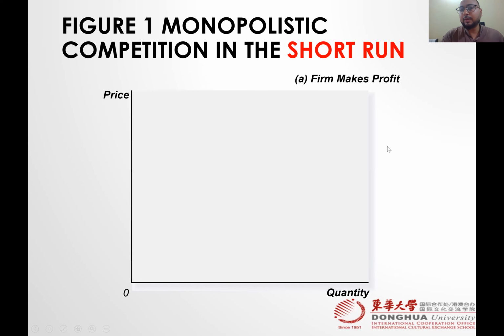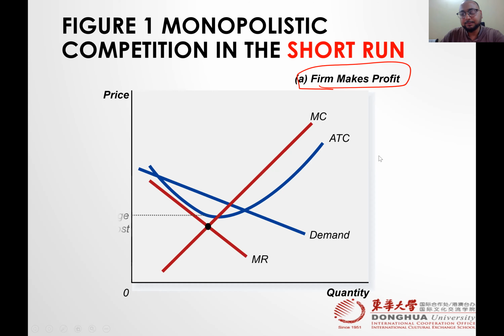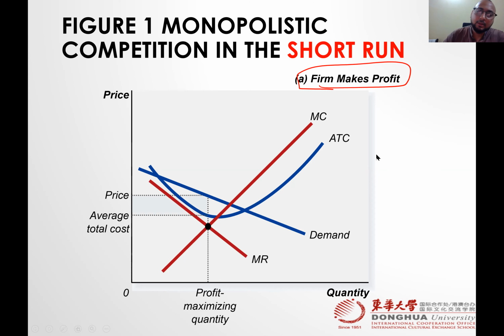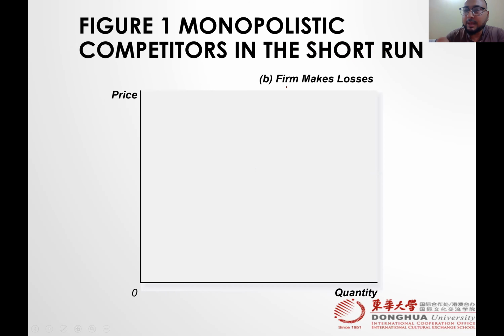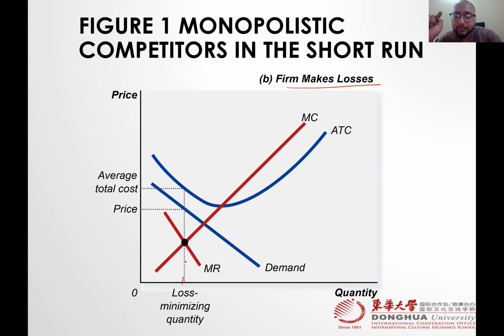So in short run, when firms make profit, its analysis exactly looks like monopoly. See here? Right? Where we need to produce, MC is equal to MR. So price is on the price line, cost is on the cost line. So this blue filled area is called profit. So firms make loss. See here? When the price is less than the average total cost here, where you need to produce is MC equal to MR. So the other side of the coin of profit maximizing is loss minimizing.